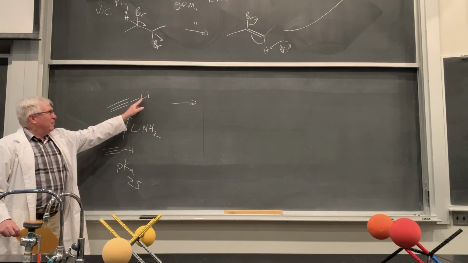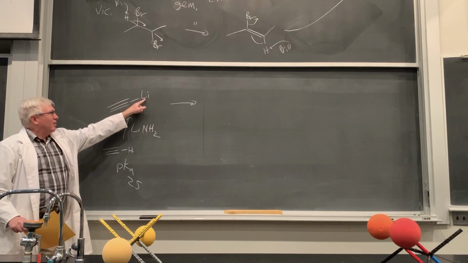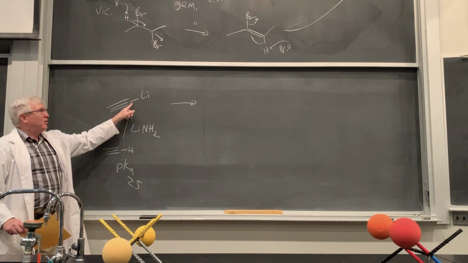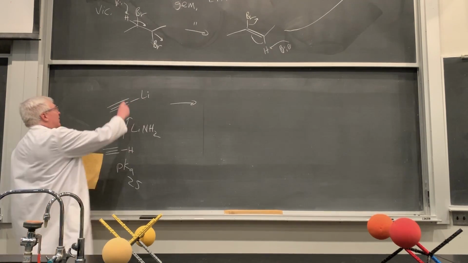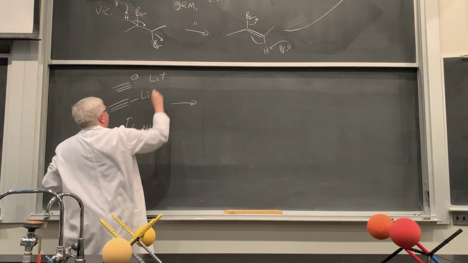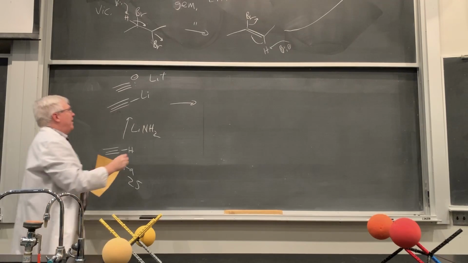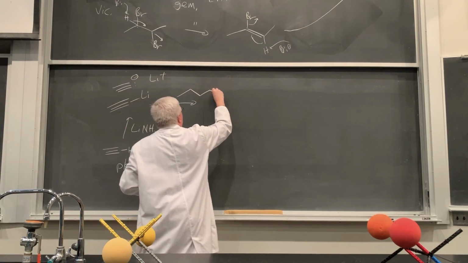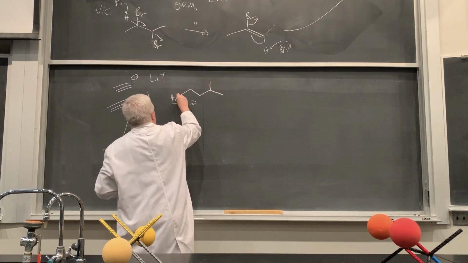And when we draw it as a metal covalent bond, remember you can also have this plus charge and a negative charge here. So it doesn't matter, same thing. You could draw it like that. Okay, same thing. And then we can add an alkyl halide.